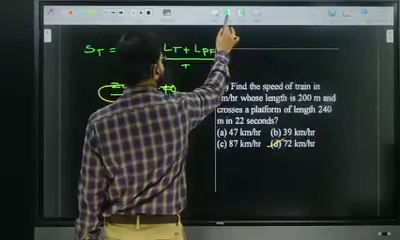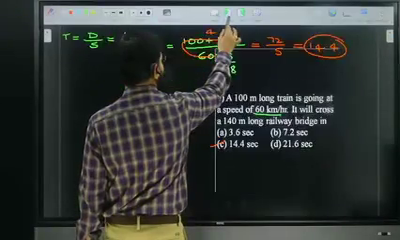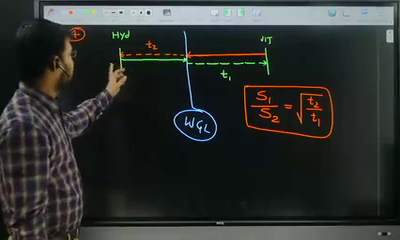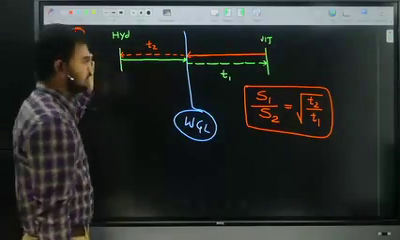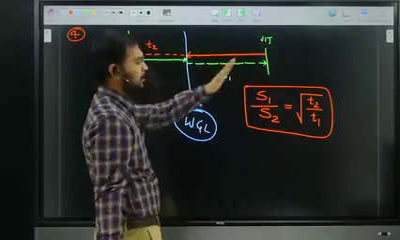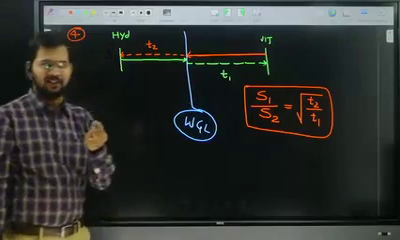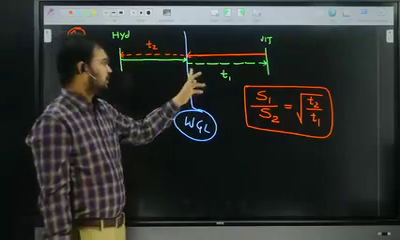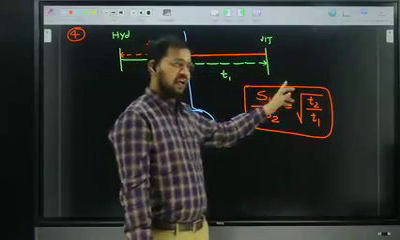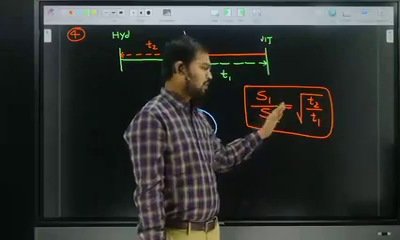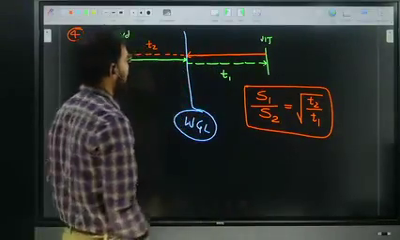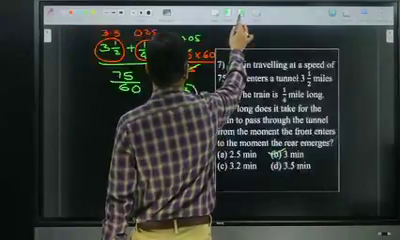I already explained this in the starting itself. If two objects start from different places, here Delhi to Patna and Patna to Delhi, and after passing each other they take T1 and T2 seconds respectively to reach their respective ends, I already gave the relation: S1 by S2 is equal to square root of T2 by T1. All of you clear? The same situation here.